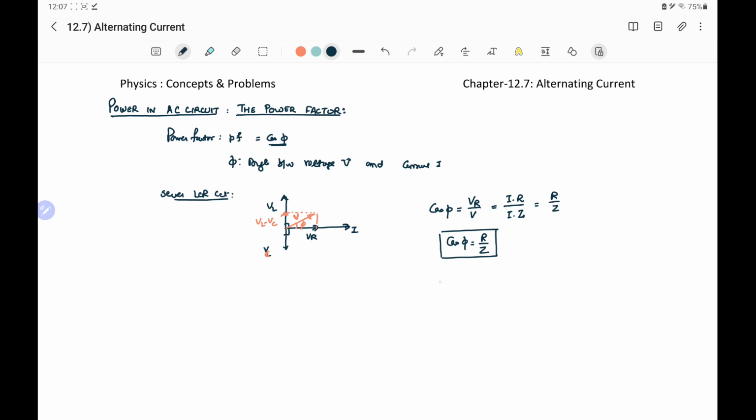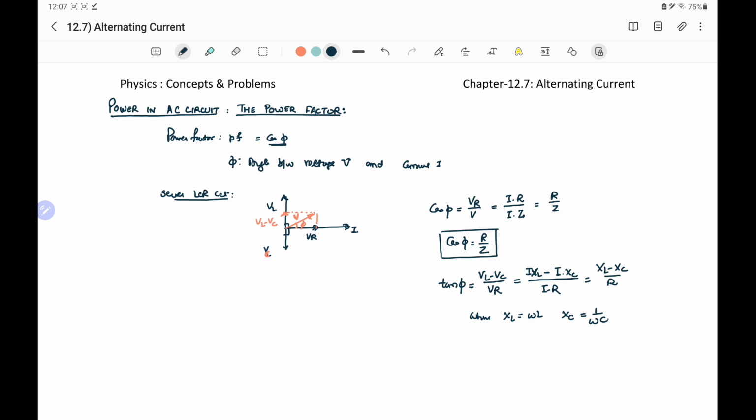We can also find a term that is tan phi. This tan phi will be equal to the perpendicular by base, so it is VL minus VC divided by VR, or we can write it as I XL, where XL is the inductive reactance of the inductor, minus, because the current is the same being the series circuit, I into XC, where XC is the capacitive reactance of the capacitor, divided by I into R. So it will be equal to XL minus XC by R, where inductive reactance XL is omega L and capacitive reactance XC is 1 by omega C.